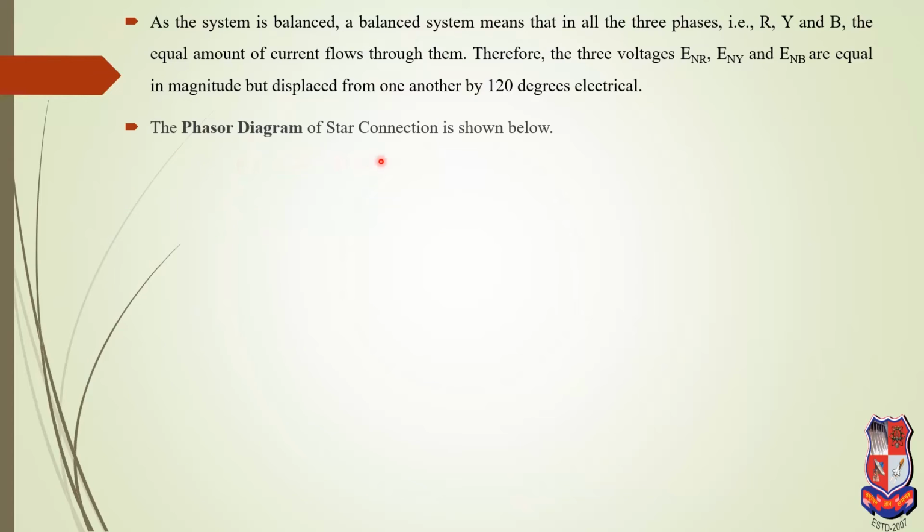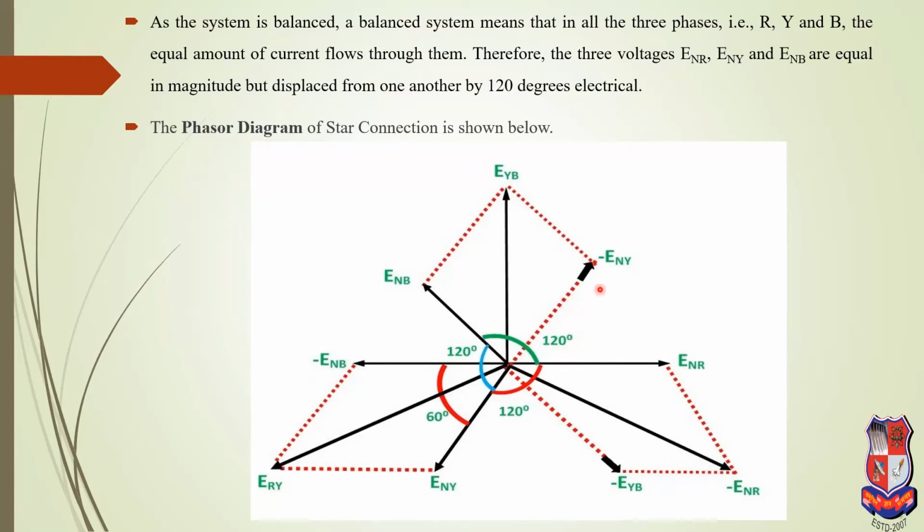The phasor diagram of star connection is shown here. First of all, we draw the phase voltages: ENR, similarly ENY and similarly ENB. According to the algebraic sum of voltages, the addition of ENY and EYB gives us the minus ENR voltage. Similarly, here we get EYB and here we get the ERY voltage.